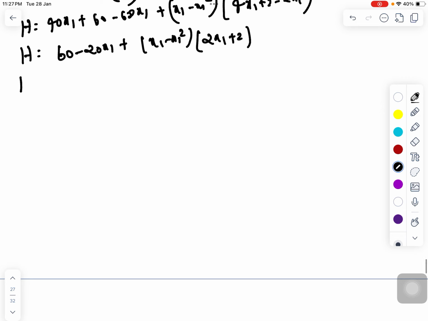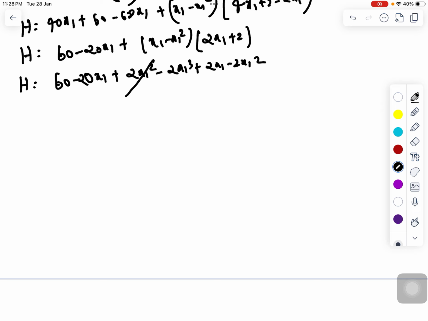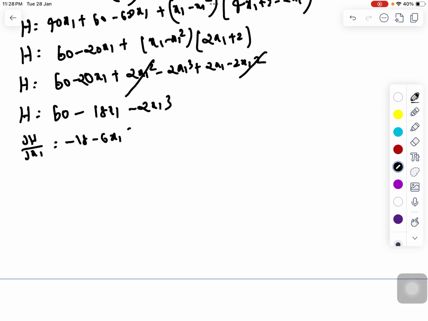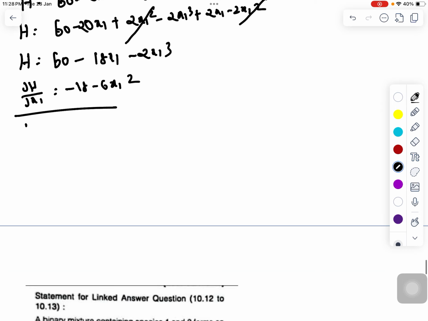If I substitute these things, I can write h is equal to 60 minus 20x1 plus 2x1 square minus 2x1 cube plus 2x1 minus 2x1 square. So 2x1 square you can cancel out. Finally you will be left with h equal to 60 minus 20 plus 18, so 18x1 minus 2x1 cube. Finally you can calculate del h by del x1 also, that is equal to 18 minus 6x1 square.